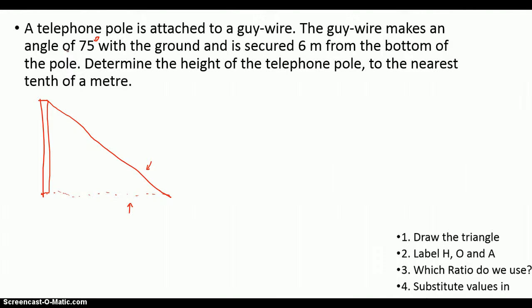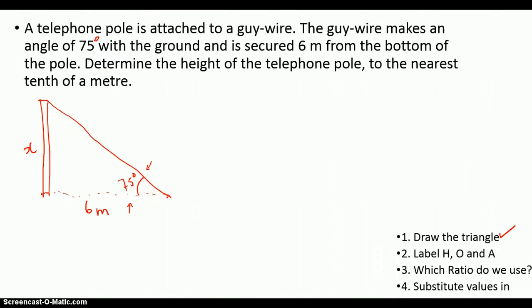And it says here the guide wire makes an angle of 75 degrees. So that's going to be 75 degrees. It's 6 meters from the ground. So from here to this point, it's 6 meters. And what we're asked to find is the height of this telephone pole. So step 1, draw the triangle, complete.